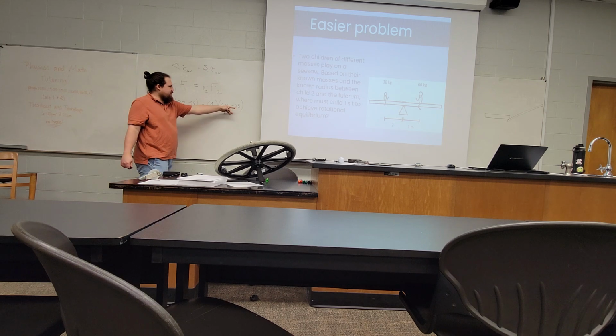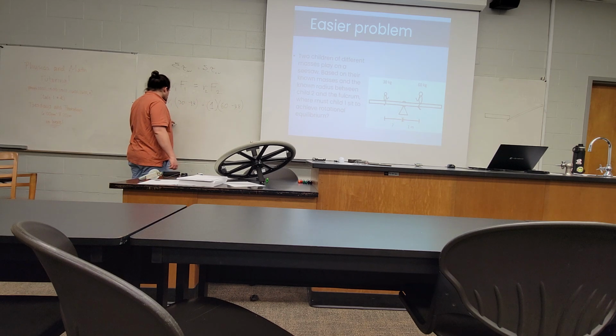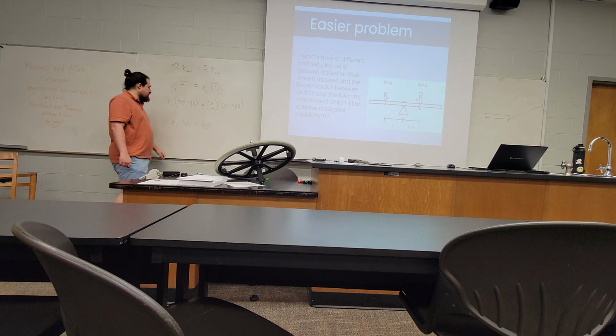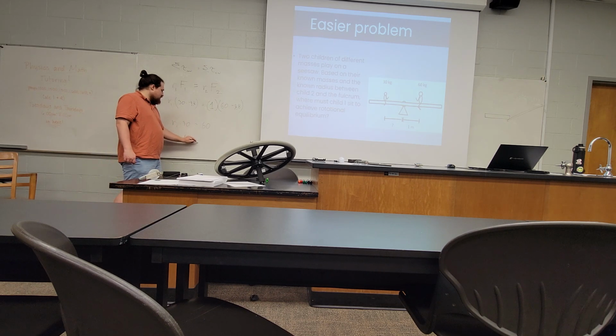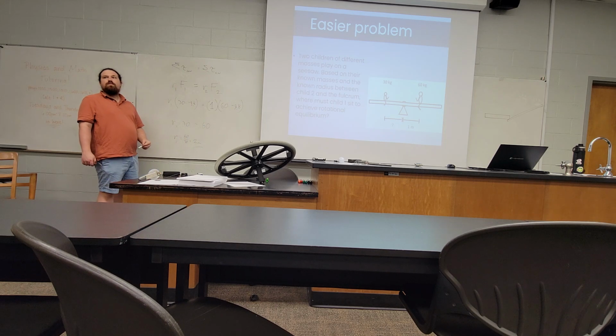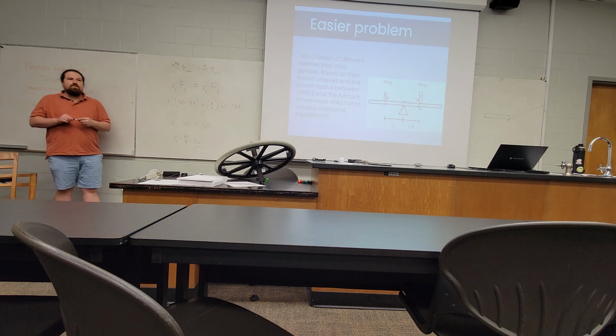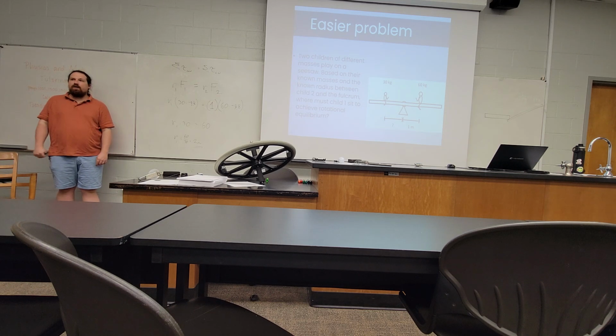Factoring in that these cancel out, I would say that the next line down is going to be R1 times 30 equals 1 times 60, which is just 60. Therefore, R1 is going to be 60 over 30, or 2 meters. So, kid 1 has half as much mass. They have to sit twice as far away to generate the same amount of torque.